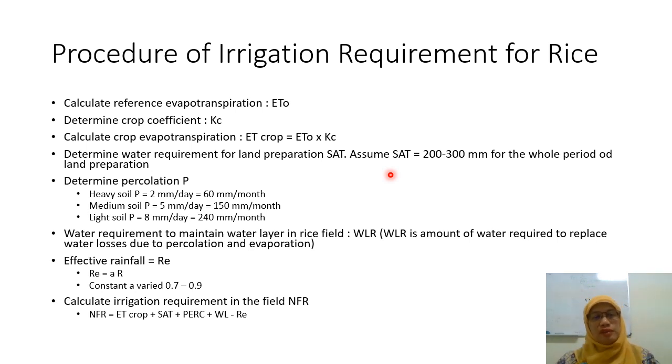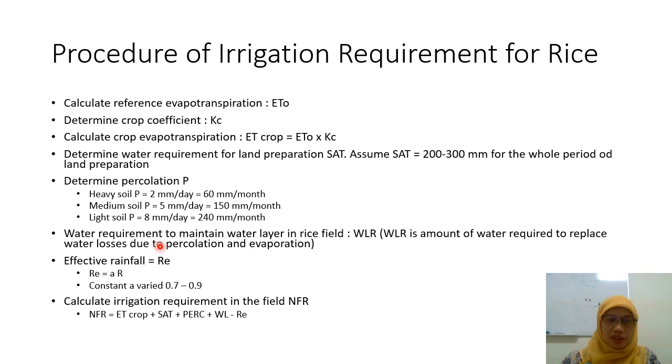Next, we determine the percolation or P. The percolation is based on the soil type also. For heavy soil, the value of P is 2 millimeter per day. For medium soil, the value of P is 5 millimeter per day. And for light soil, the percolation is 8 millimeter per day.